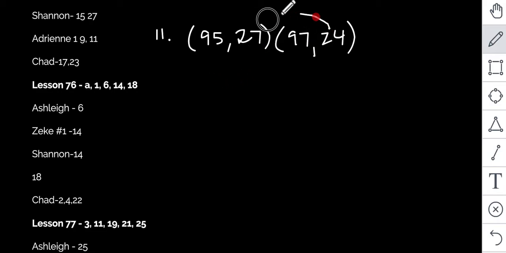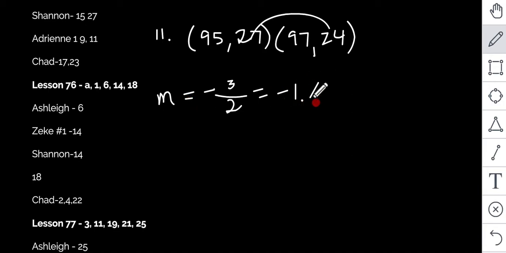If we subtract the y coordinates, I'm going to get a negative 3 on the top, and 97 minus 95 is going to be a 2. So my slope of my predicted line is negative 1.5. Sometimes I have a delay in my pen. Okay, hold on a second, still delayed.